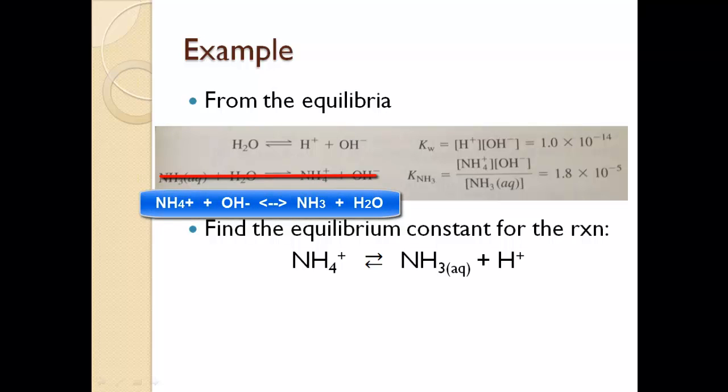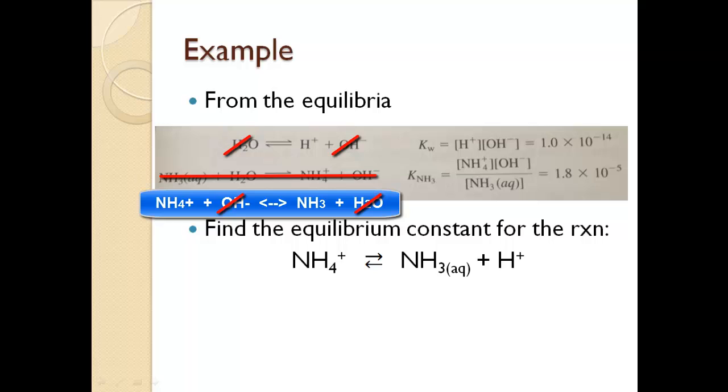Now it would read NH4+ plus OH- in equilibrium with NH3 plus H2O. If you do that, you notice that your OH- and your waters cancel, and you end up with the reaction that they want you to find the equilibrium constant for. Now we have to figure out, whatever we did to our reactions, we have to manipulate our K values.